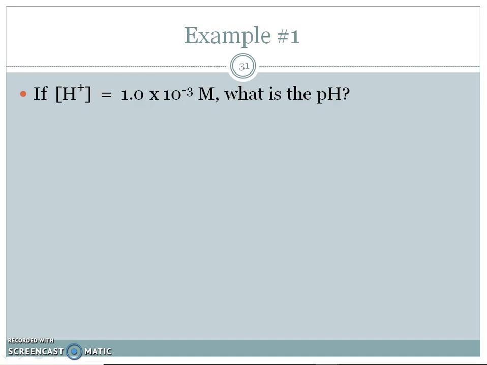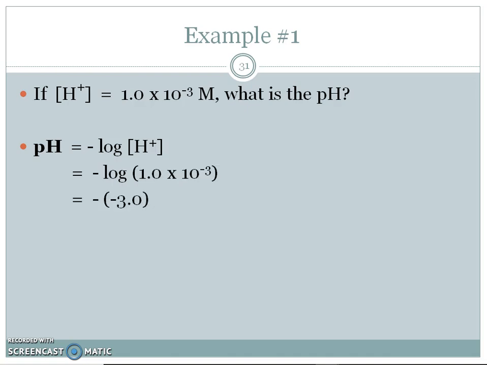So here's example 1. So if we have an H plus concentration of 1.0 times 10 to the negative 3, we want to know what the pH value is. Well, pH is the negative log of H plus. We're going to plug and chug our numbers, take that negative log in your calculator, and you get an answer of 3.0. And again, that would be sig figs. And we'll talk a little bit more in detail about that when we do our Poggle.